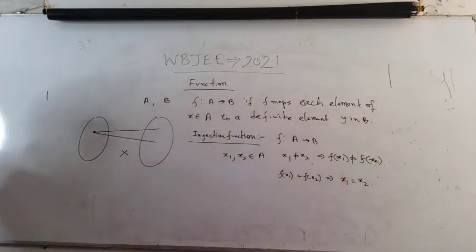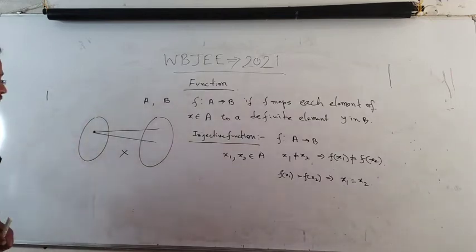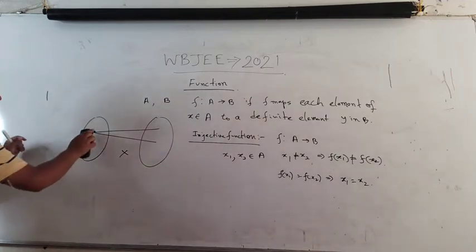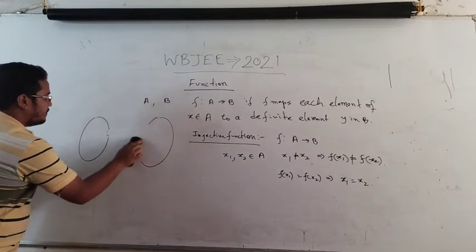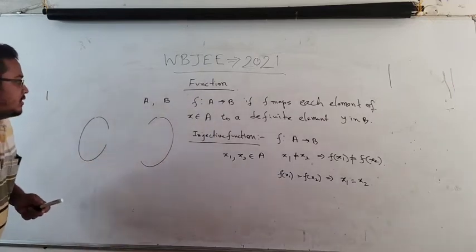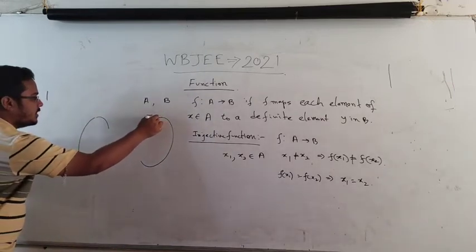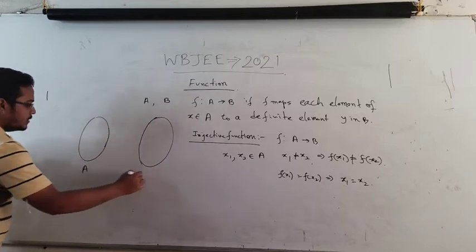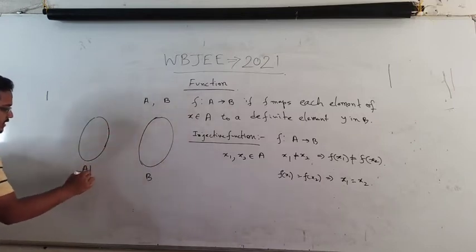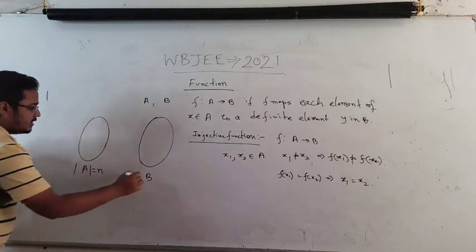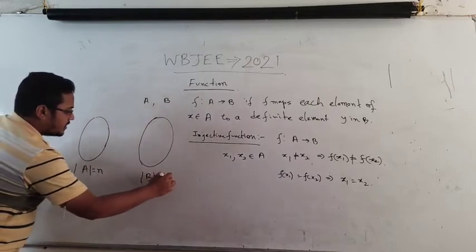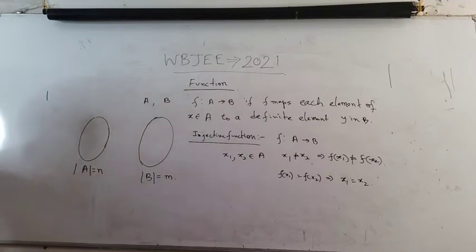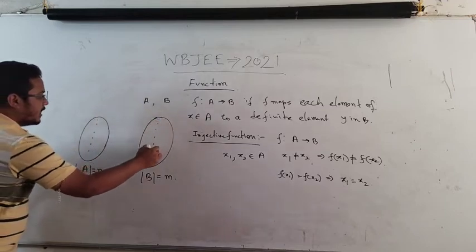So if we are given two sets, with n elements in the domain and m elements in the codomain, we will try to find how many injective functions will be there between A and B. Let's say the cardinality of A is n. Cardinality means the number of elements in a set, and the cardinality of B is m. So we will try to find the number of injective functions from A to B.